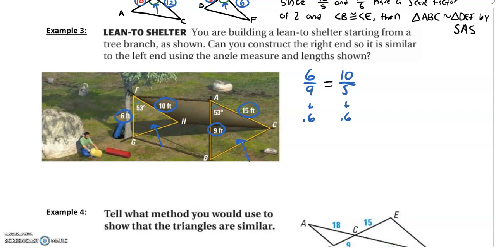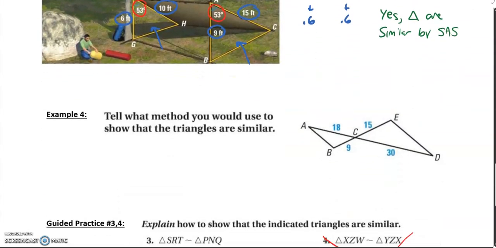Therefore, those are equal. So we have a side and we have a side. 2 sides are proportional. The angle that is included here is 53 degrees, and notice it's between both of them. So that tells me that angle F, an included angle, and angle A are also going to be congruent to one another. So this checks off the A of the side angle side. So our conclusion here can be yes, the triangles are similar by SAS. So that works out for us. So awesome, good stuff. Let's try example 4.